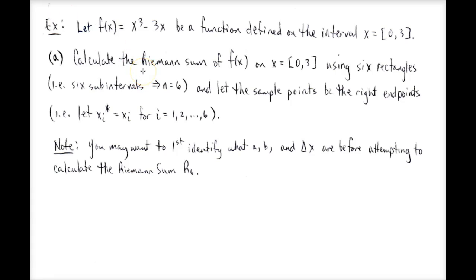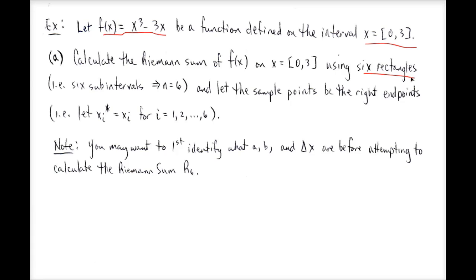All right, so now let's go ahead and move on to this example. What we want to do here is find the area under the curve of x cubed minus 3x. You see here that we're considering the interval from 0 to 3, and we want to calculate what the Riemann sum of f of x would be between 0 and 3. We want to use 6 rectangles to do that.